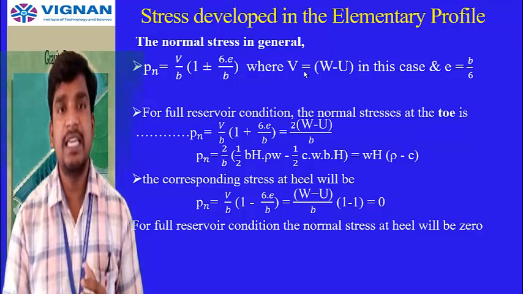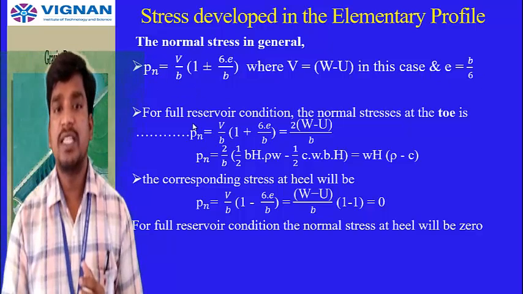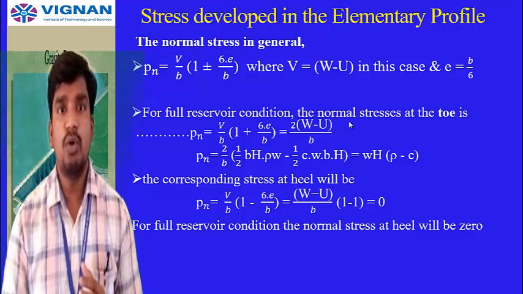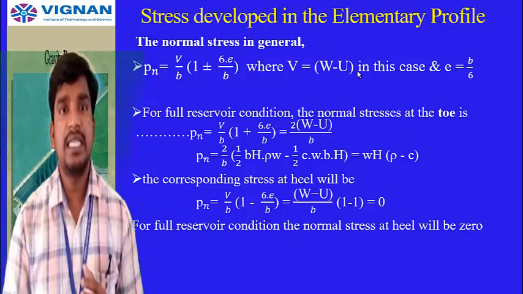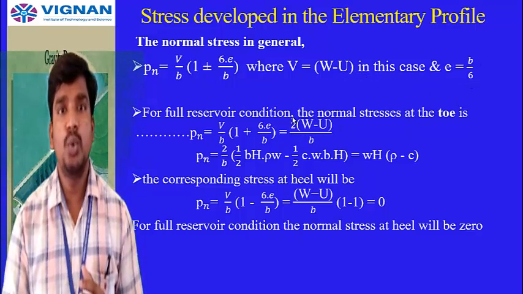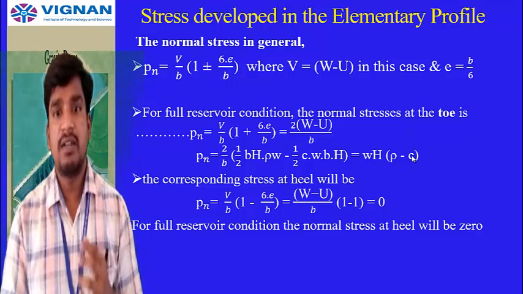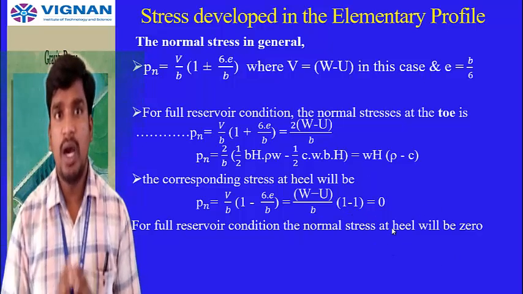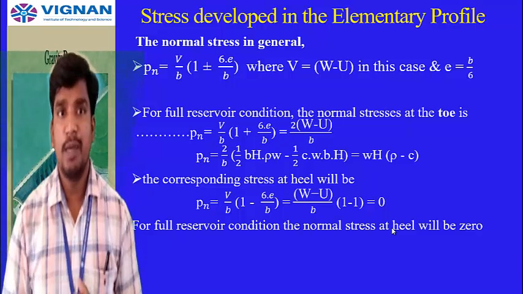If we substitute the V value as well as the E value in this equation, then for the full reservoir condition, the normal stress at the toe is considered as plus. So Pn is equal to V by B into 1 plus 6E by B. If you substitute V equal to W minus U as well as E equal to B by 6, then the final equation will be 2 into W minus U by B. And if you substitute the water pressure equation, the weight of the dam equation and the uplift pressure equation here, then the resultant equation of normal stress at full reservoir condition will be WH into rho minus C. So that is the normal stress at the toe under full reservoir condition. Please remember this equation, this is very, very important.